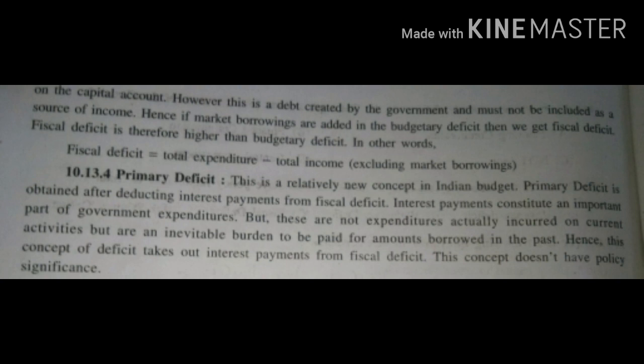Primary deficit: when payment of interest is deducted from fiscal deficit, the left amount is debt created in the past, and payment of interest is done in the present. This will be deducted, which gives the current year's real income and expenditure. So in short, we say primary deficit is equal to budgetary deficit minus payment of interest.